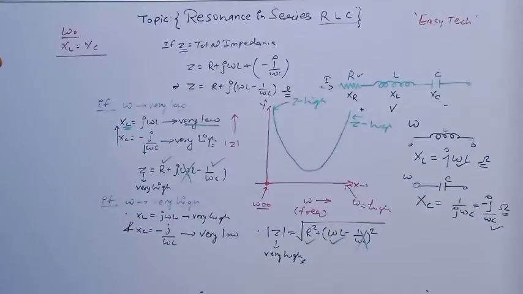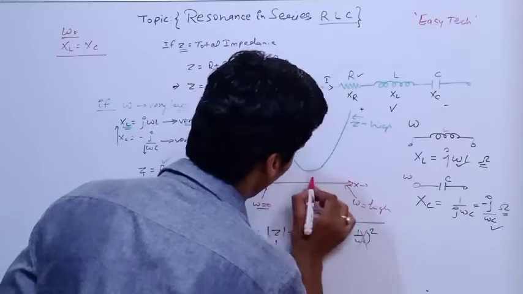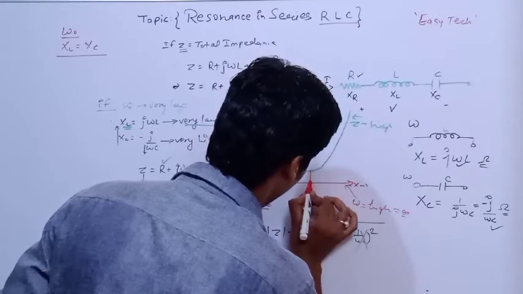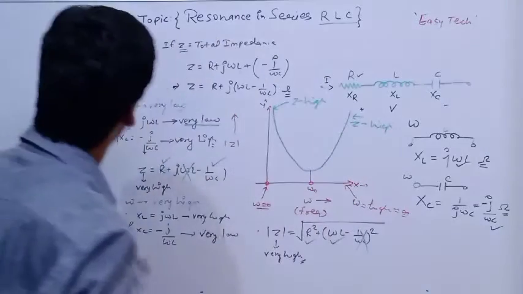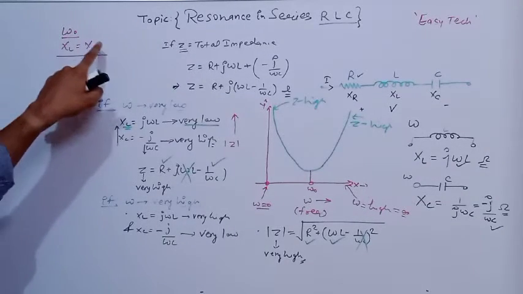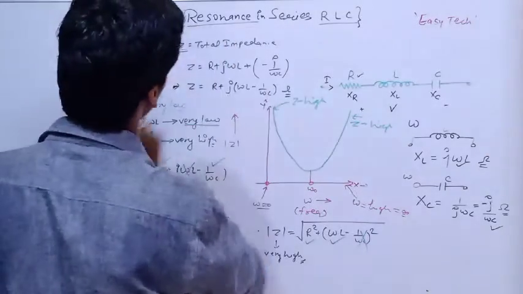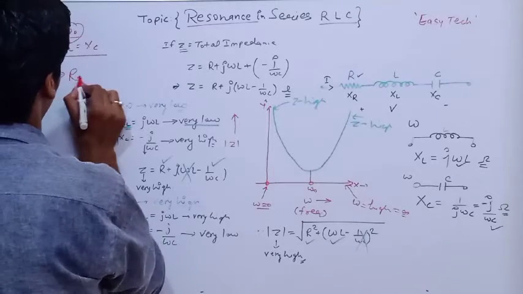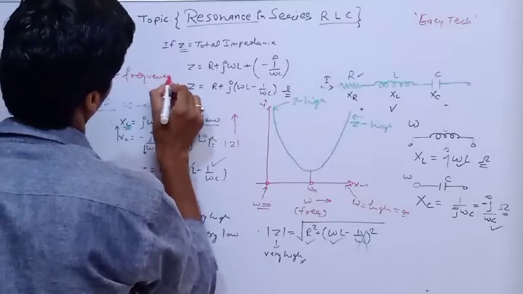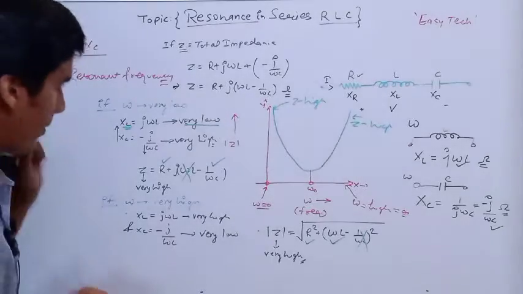Okay, in that case that frequency may lie here between omega equal to 0 and omega equal to infinity, very high. The frequency will look like here. The frequency where your inductive impedance is equal to capacitive impedance is known as the resonant frequency. And this was the basic concept behind this circuit.